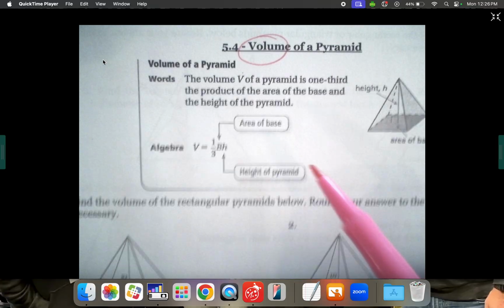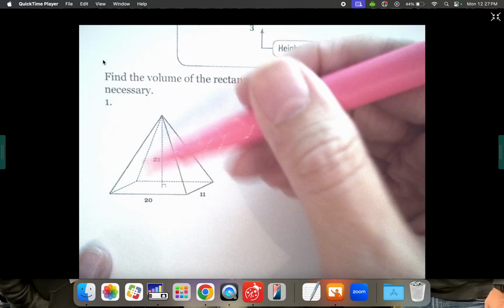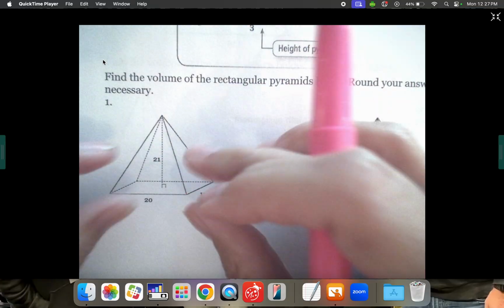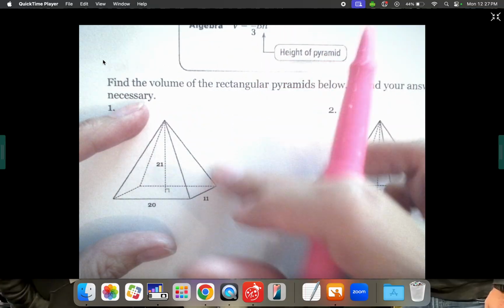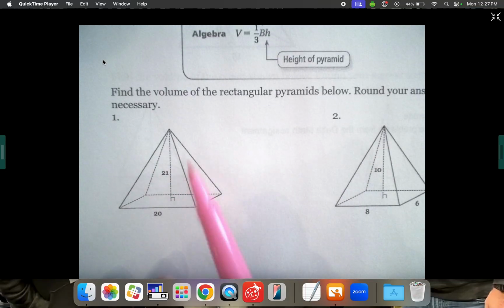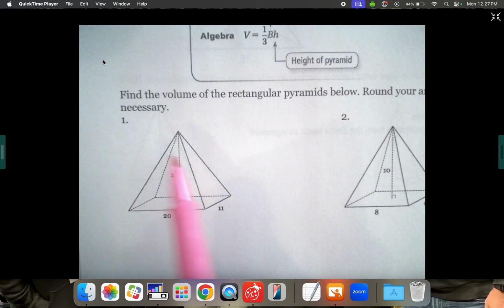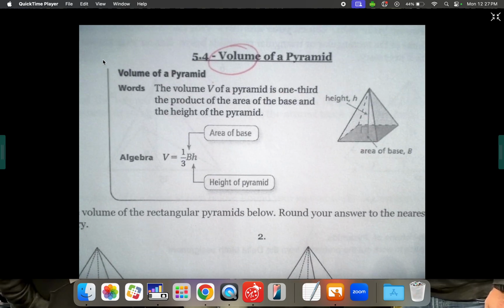Volume would be if I poured a liquid inside here, how much would fill it up? So how much basically air is inside this? How much space is on the inside? So we're not measuring each of the outsides and adding those together. We're finding the total of the space that would fill the inside. So that is what it means by volume.